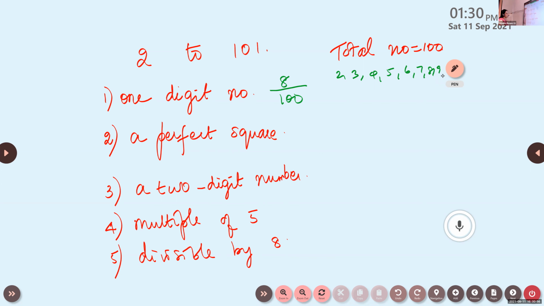What about the next case? A perfect square. Perfect square means which are the numbers? From 2 to 101, which perfect squares will you get? You'll get 4, then 9, 16. 1 is a perfect square, but 1 is not there, that is why we don't write 1. 4, 9, 16, then 5 square is 25, 36, 49, 64, 81, 100. Isn't it? So what is the answer? What is the probability of getting a perfect square? 9. So the probability is 9 by 100.